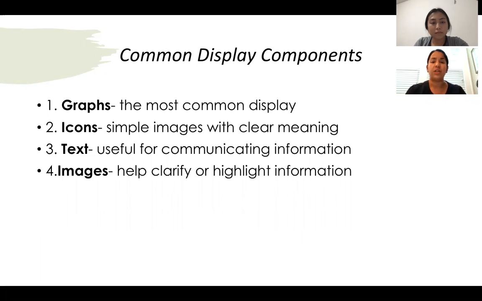Steve Few, also from the textbook, lists some essential display media components that help with your dashboard and make it functional. Common display components are graphs. They're the most common way to display data analysis. Icons are simple images with clear meaning. They do not contribute to clutter, and they're most effective if they're shown as circles, squares, or triangles. Text is the most useful for communicating information if a graph is not suitable for your dashboard. Images help clarify or highlight information, such as a diagram or a photo.